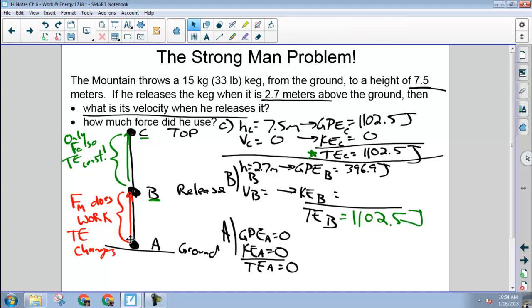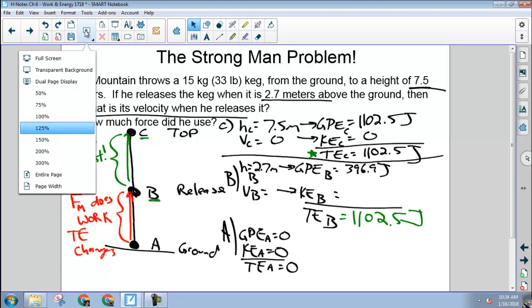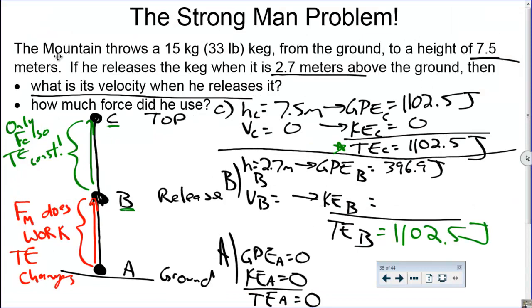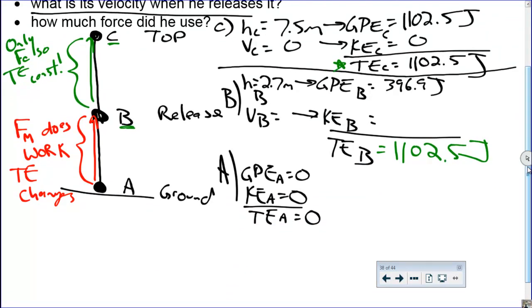So let's scroll down, give ourselves a little room. Let's embiggen the screen. We got all kinds of stuff to do. What do we know? If I know the total energy here, and I know the gravitational potential energy here, the difference between those should represent my kinetic energy, because the total energy has to add up. So 396 plus something's 1100. So 1102.5 minus 396.9 means the kinetic energy here is 705.6 joules.